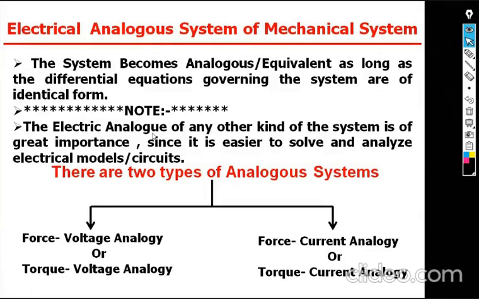Simply by applying KVL, writing the R equivalent, you can find the current within less than a minute. Why? Because it is very easy to analyze and solve an electrical circuit.